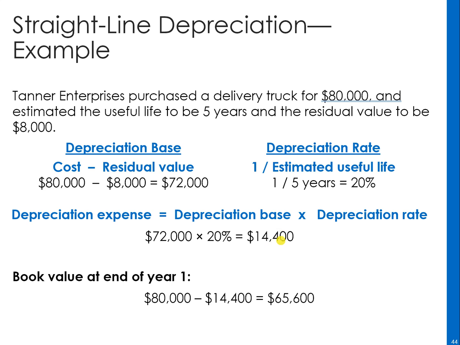Journal entry. We've seen the journal entry already. We debit depreciation expense $14,400 and credit accumulated depreciation $14,400. Book value is the cost less accumulated depreciation. That is the book value we have for this truck by the end of year 1. By the end of year 2, what is the book value of this truck?